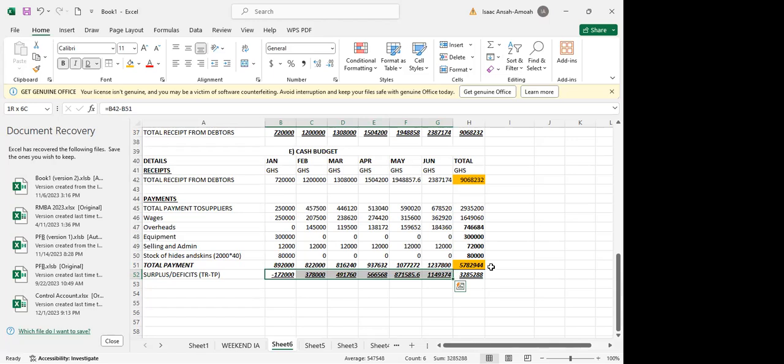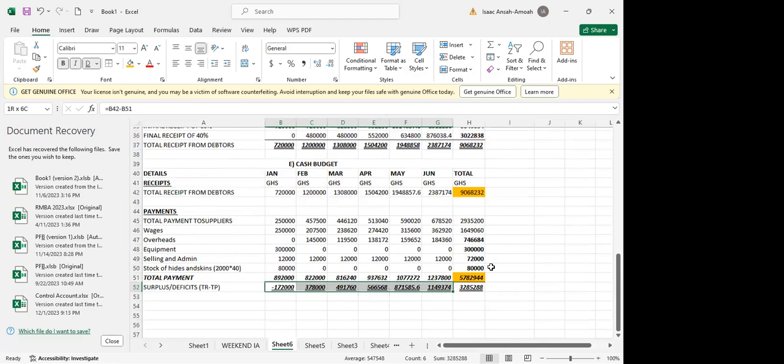Sir, please, can you go up a little to the schedule of payments and schedule of receipts? I would like to take a screenshot, please.